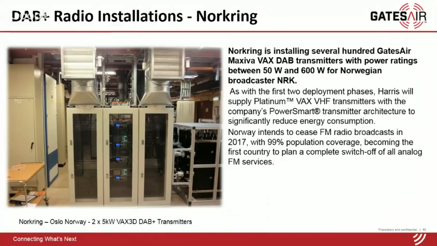A few big successes of ours, of course, Norway. Norkring is installing several hundred of our transmitters. Maxiva VAX DAB transmitters between 50 watts and 600 watts for NRK. With the first two deployment phases done, Harris is going up. Harris, I didn't update the slide, did I? Sorry. So GatesAir is going to supply Platinum VAX HF transmitters with the PowerSmart architecture, and they intend to cease their FM operations in 2017 with 99% of the population covered, as we talked about before. So this is a pair of 5 kilowatt VAX 3D DAB transmitters in Oslo that are on the air and working. There's quite a few of them already on and more coming all the time.